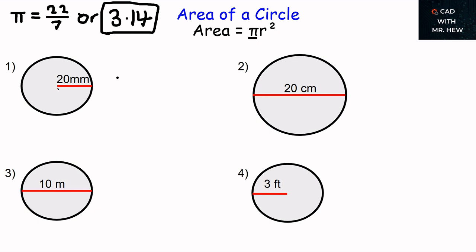All right, so the first thing we're going to do for question 1 is calculate the area for this circle. This red line is indicating that this is a radius. So I'm going to put here radius.